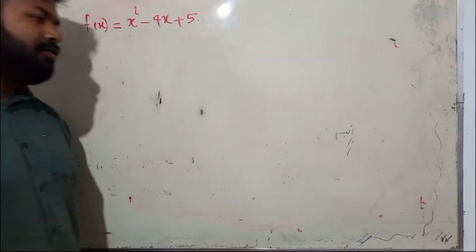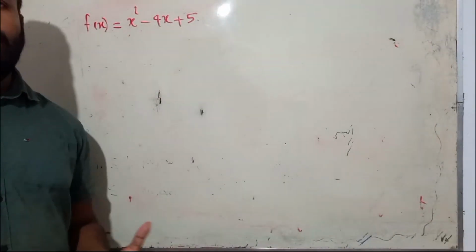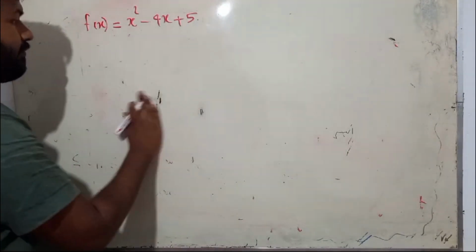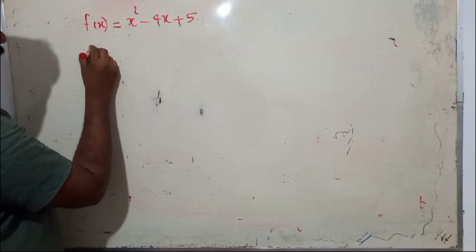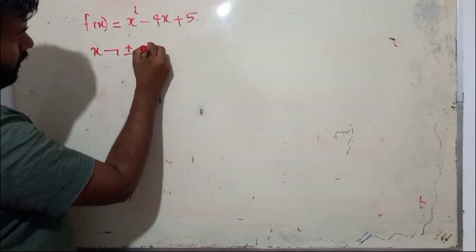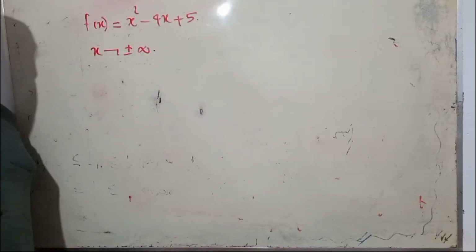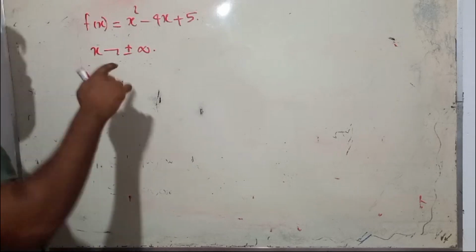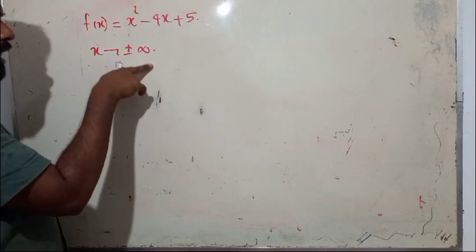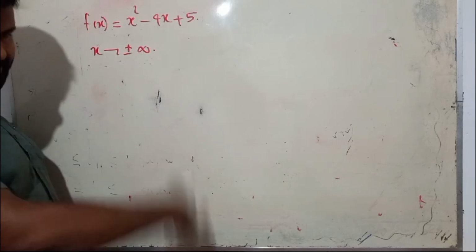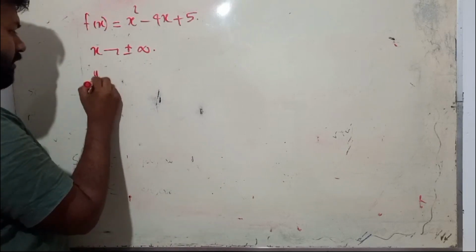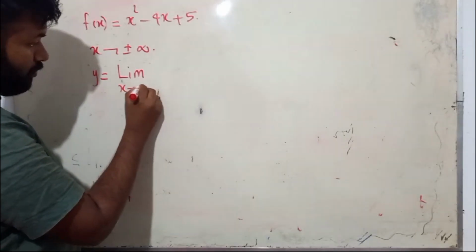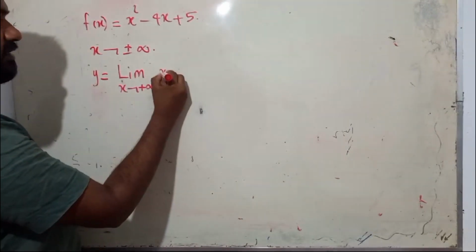Alright. So before moving on to the sketching part of the graph, there's one more thing we have to do. What is that? We have to see when x tends to plus or minus infinity, when x goes to a bigger value, it can be positive infinity or negative infinity. So when x tends to plus or minus infinity, what happens to f(x), or what happens to y? So we have to find the y value when x goes to infinity. We have to consider them separately.